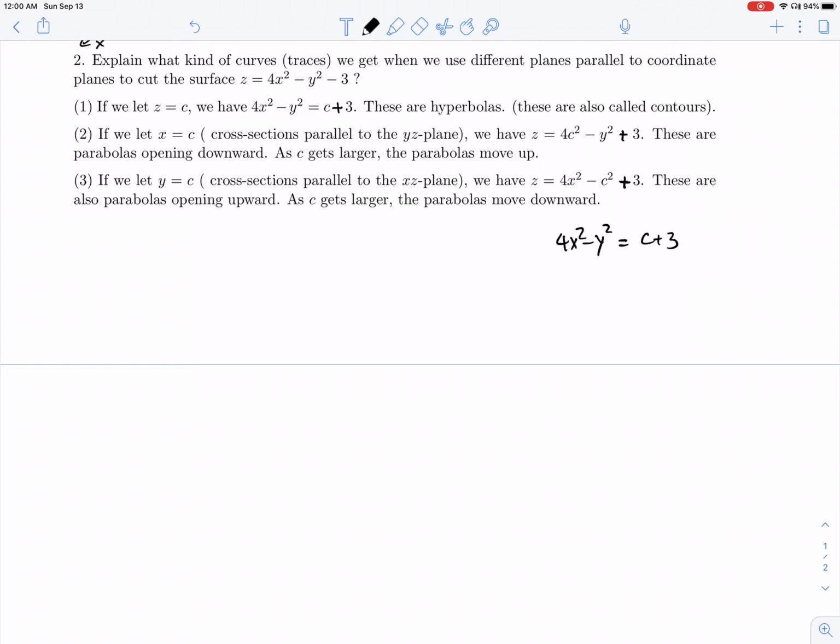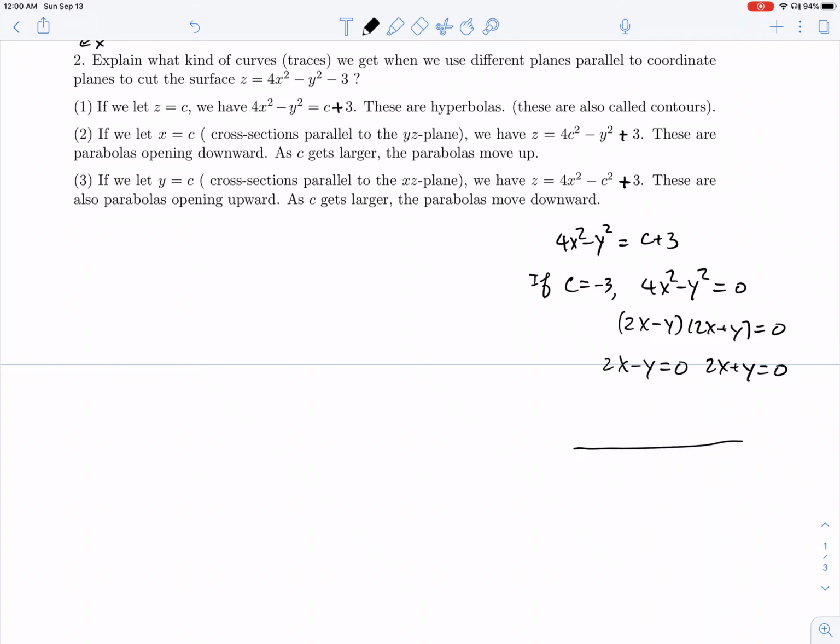Now, what kind of curves do we have? It depends on what the value c is. If c is equal to negative 3, we have 4x squared minus y squared is equal to 0. In fact, we know this is not a hyperbola. It's just a pair of straight lines because we can factor things out like this: 2x plus y is equal to 0, and then 2x minus y is equal to 0.